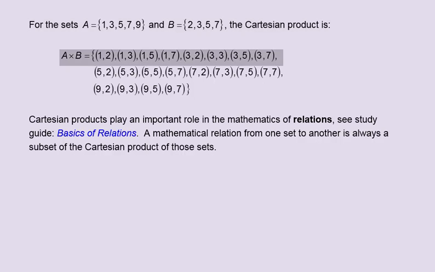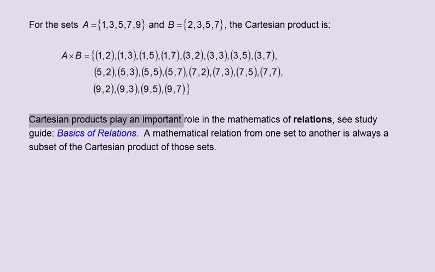is A × B = {(1, 2), (1, 3), (1, 5), (1, 7), (3, 2), (3, 3), (3, 5), (3, 7), (5, 2), (5, 3), (5, 5), (5, 7), (7, 2), (7, 3), (7, 5), (7, 7), (9, 2), (9, 3), (9, 5), (9, 7)}.